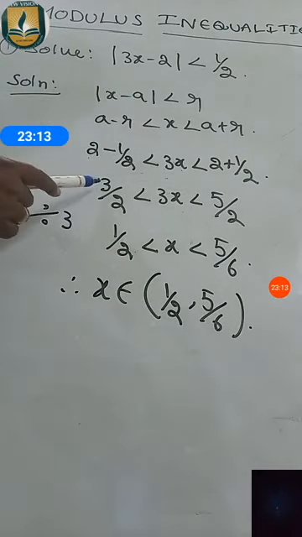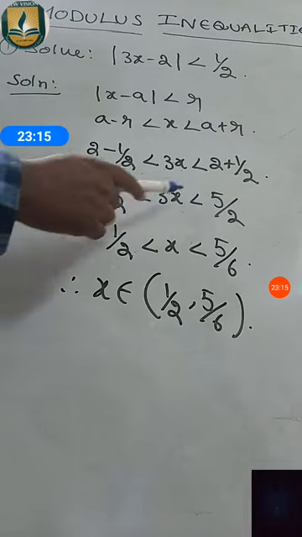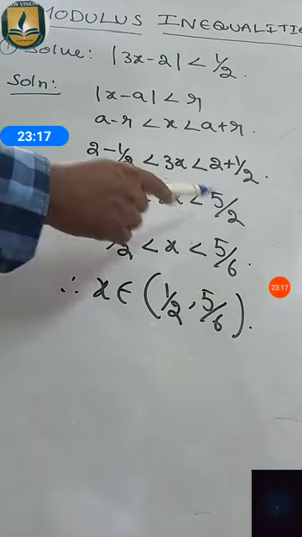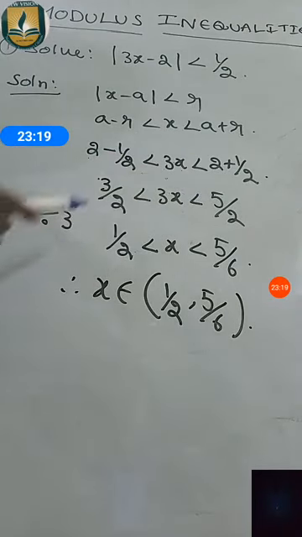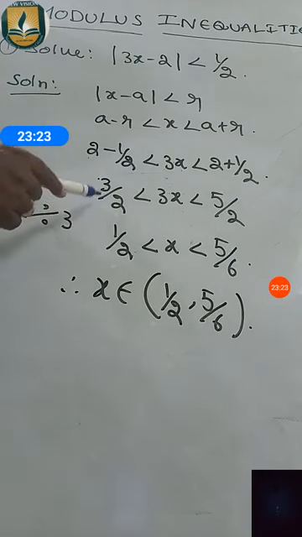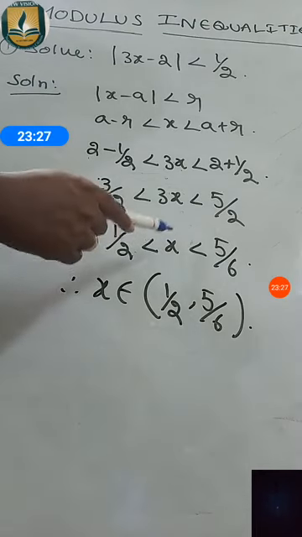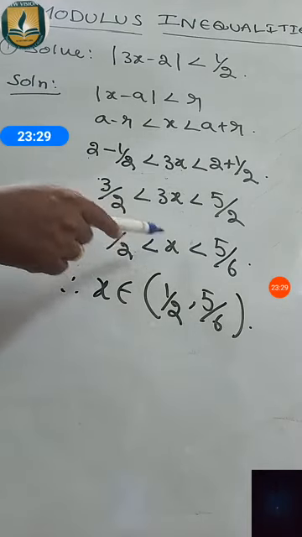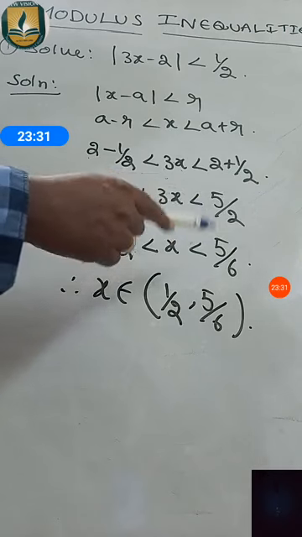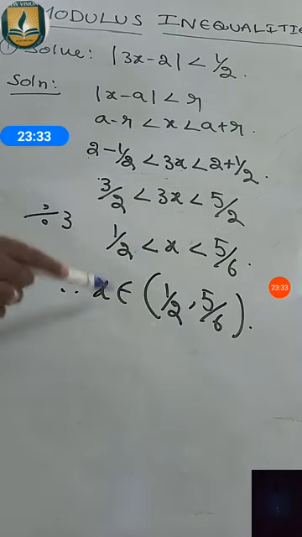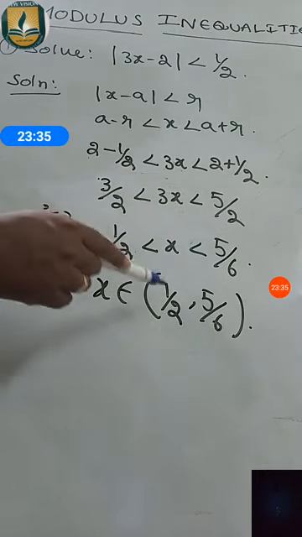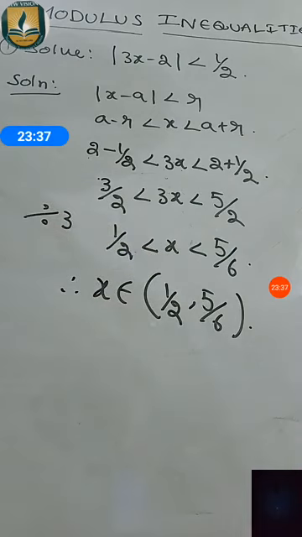2 minus 1 by 2 becomes 3 by 2, less than 3x less than 2 plus 1 by 2 becomes 5 by 2. We need only x values, so divide throughout by 3. Then 3 by 2 by 3 becomes 1 by 2, less than x. And 3x by 3 becomes x, less than 5 by 2 by 3, that becomes 5 by 6. Therefore x belongs to the open interval 1 by 2 comma 5 by 6, which is our solution.